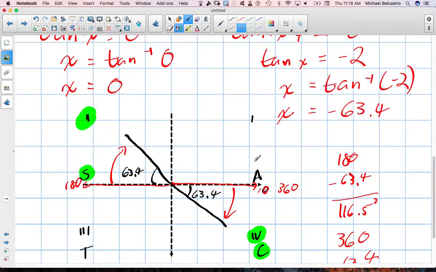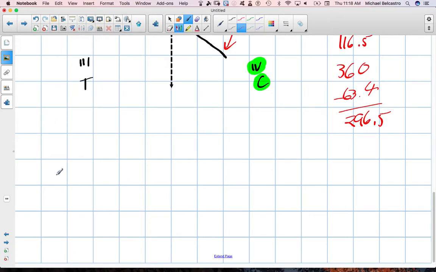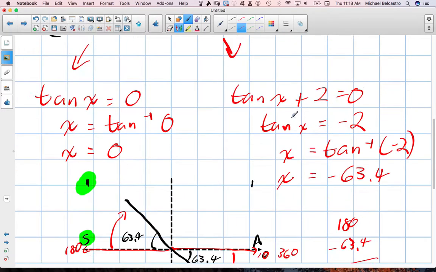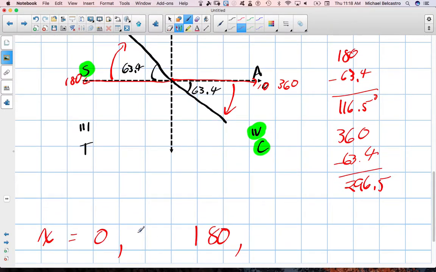So what does that mean? That means we had many answers. In this one here, we had two answers. We had x could be 0 degrees, 180 degrees. I left a gap there because in our other half, with our negative 63.4, we also got 116.5 degrees and 296.5 degrees. So there were four possible answers here.